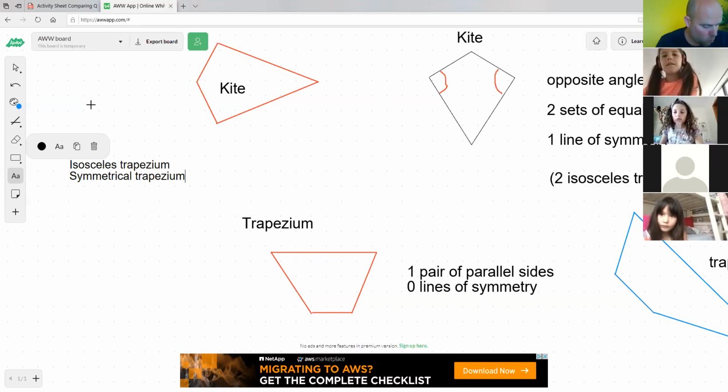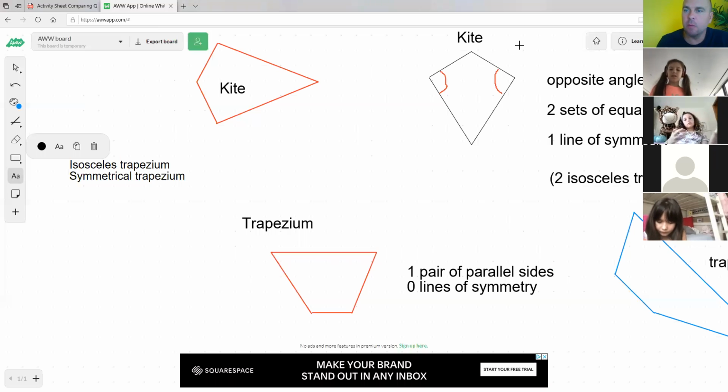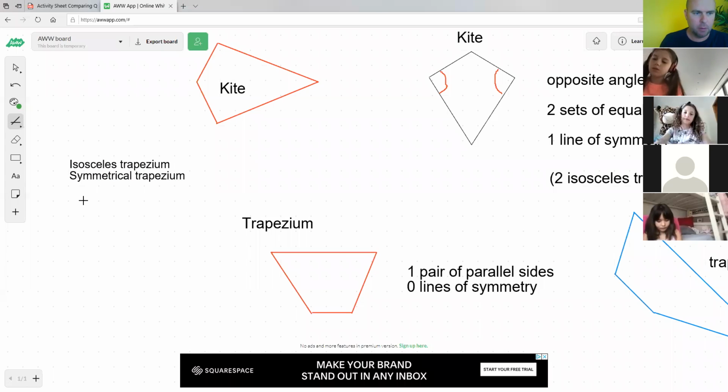I think that means two sides will be the same. Good. Yeah, absolutely. Well done. So when we draw this trapezium, we're going to draw our tops and our bottoms for our parallel lines, but the side lengths are equal.